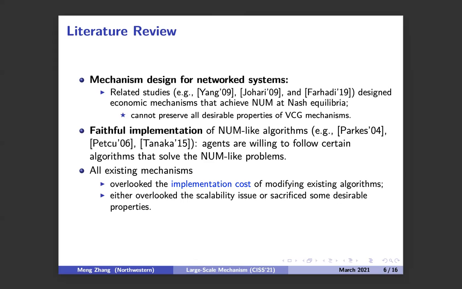The second line of studies focused on a faithful implementation of the algorithms. In this case, the agents are willing to follow certain algorithms that solve NUM-like problems. However, all existing algorithms or mechanisms have overlooked the implementation cost of modifying existing algorithms. In addition, they either overlook the scalability issue or sacrifice some desirable properties of the economic mechanisms.